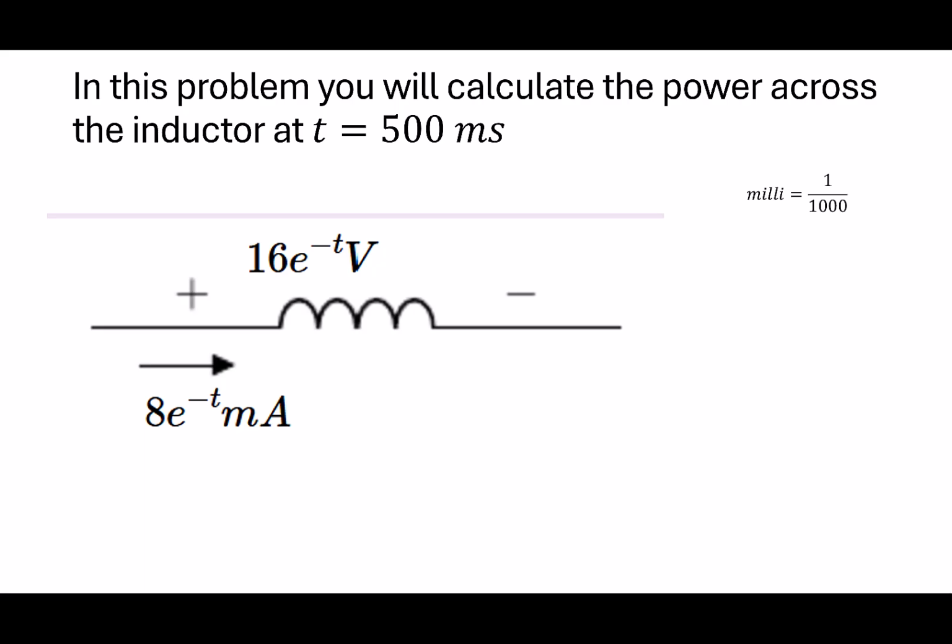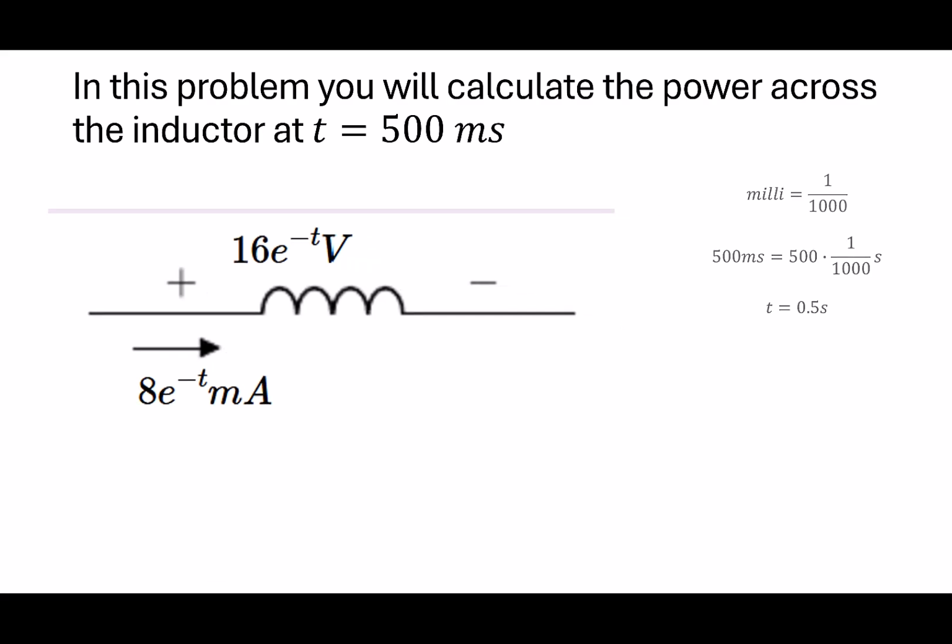Remember, milli is a prefix for 1 over 1,000, so we can write 500 milliseconds as 500 times 1 over 1,000 seconds. 500 over 1,000 is just a half. A half I can write as 0.5, so we have that our time is equal to 0.5 seconds.